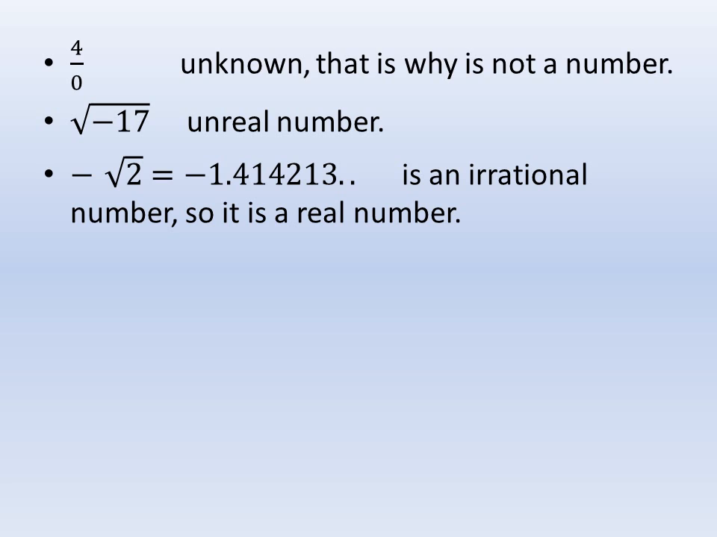Minus the square root of 2 is equal to minus 1.414213. This is an infinite decimal number, so it is an irrational number, and it is also a real number because every irrational number is a real number.